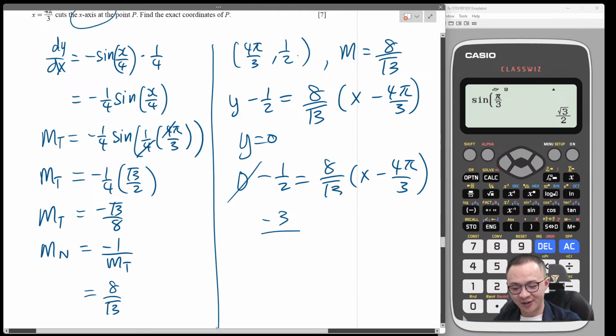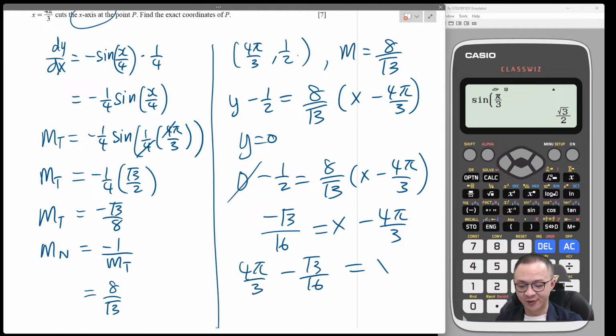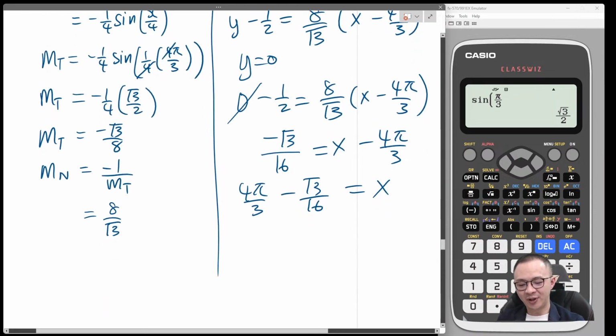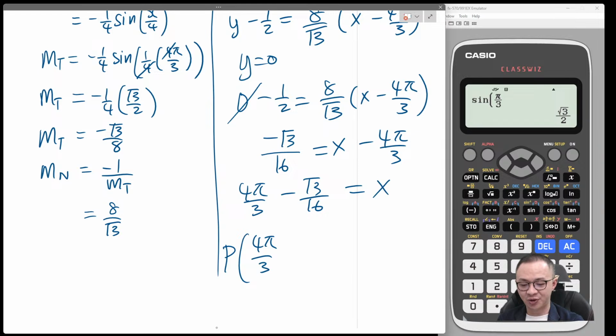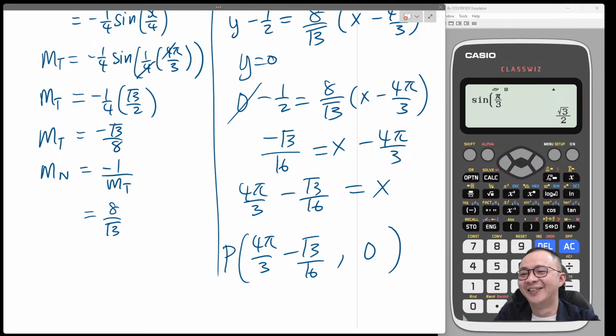This 8 over root 3. Then now I should have negative root 3 over 16 equals to x minus 4 pi over 3. Then I will move to the other side. Become 4 pi over 3 minus root 3 over 16 equals to x. Find the exact coordinate of P. Okay, I guess this is the exact coordinate I can get. So P is 4 pi over 3 minus root 3 over 16, comma 0. I hope it's correct. I don't want to make a mistake here.